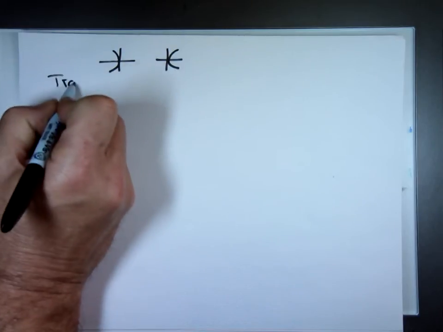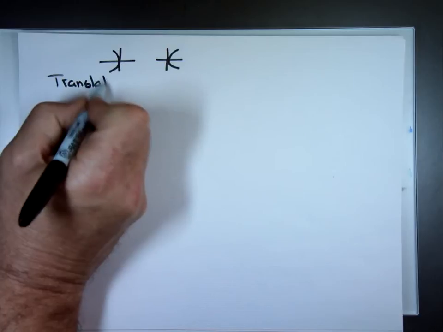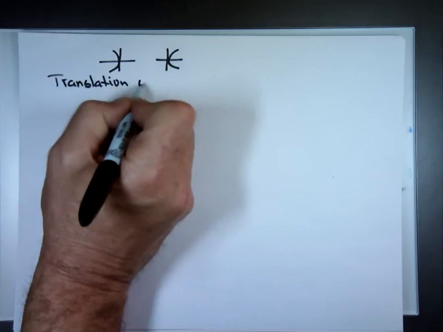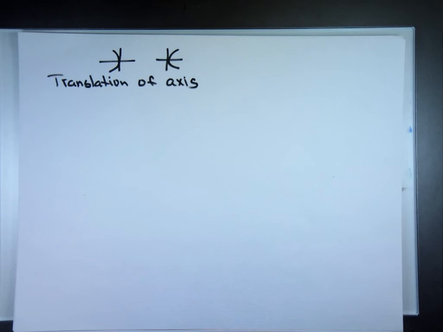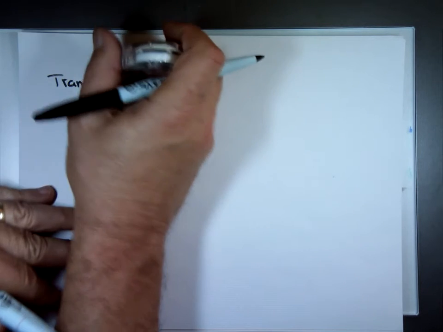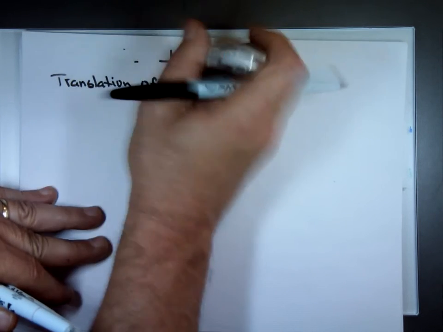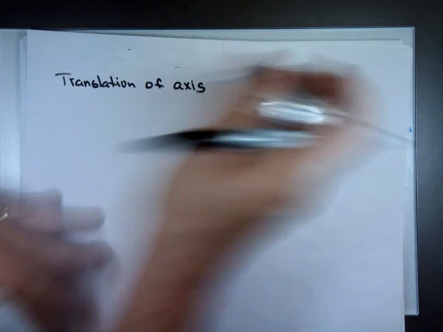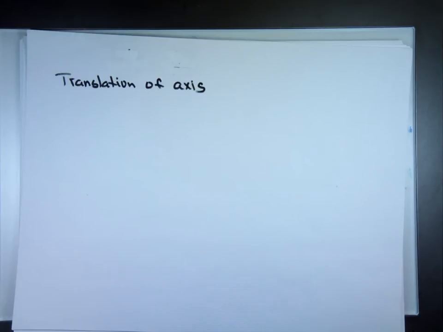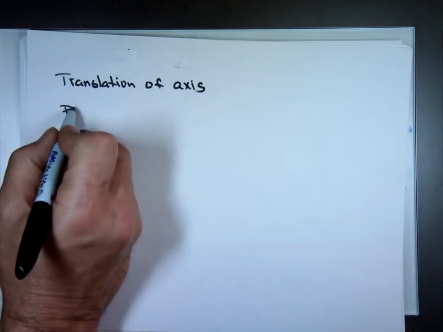Translation of axes. I started by drawing the parabola there, but I should clean it. I should start with just a clean sheet of paper instead of wasting it, so let me flip the paper. Translation of axes. That's what the topic is. Let's begin with the parabola.